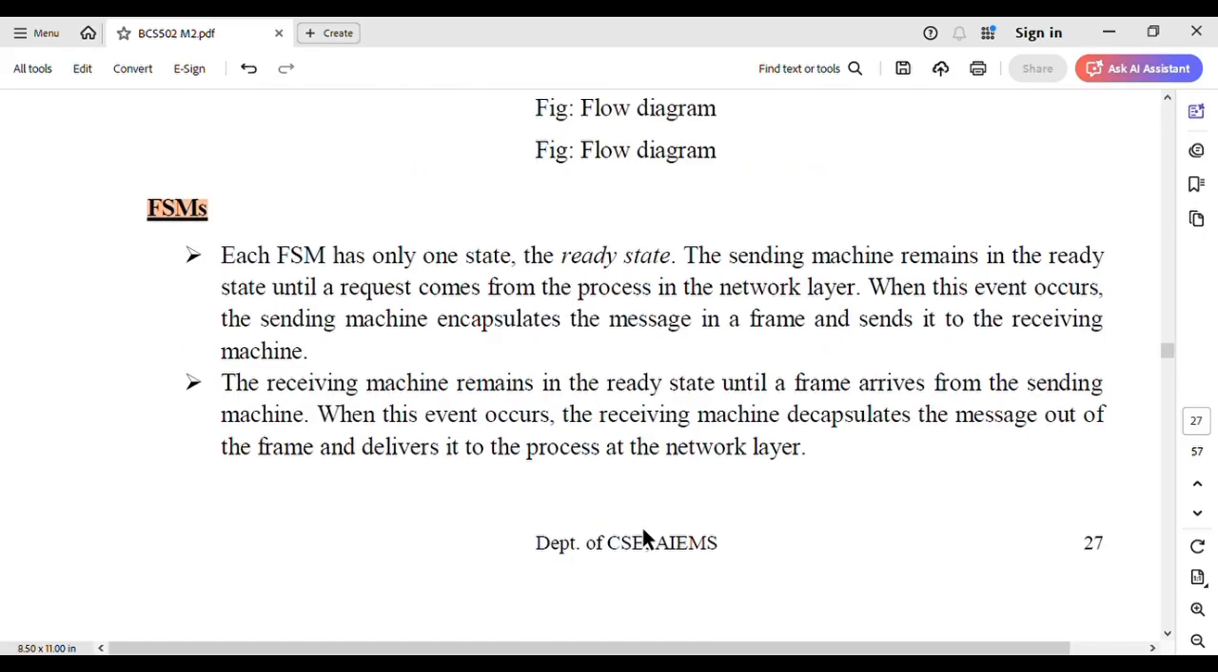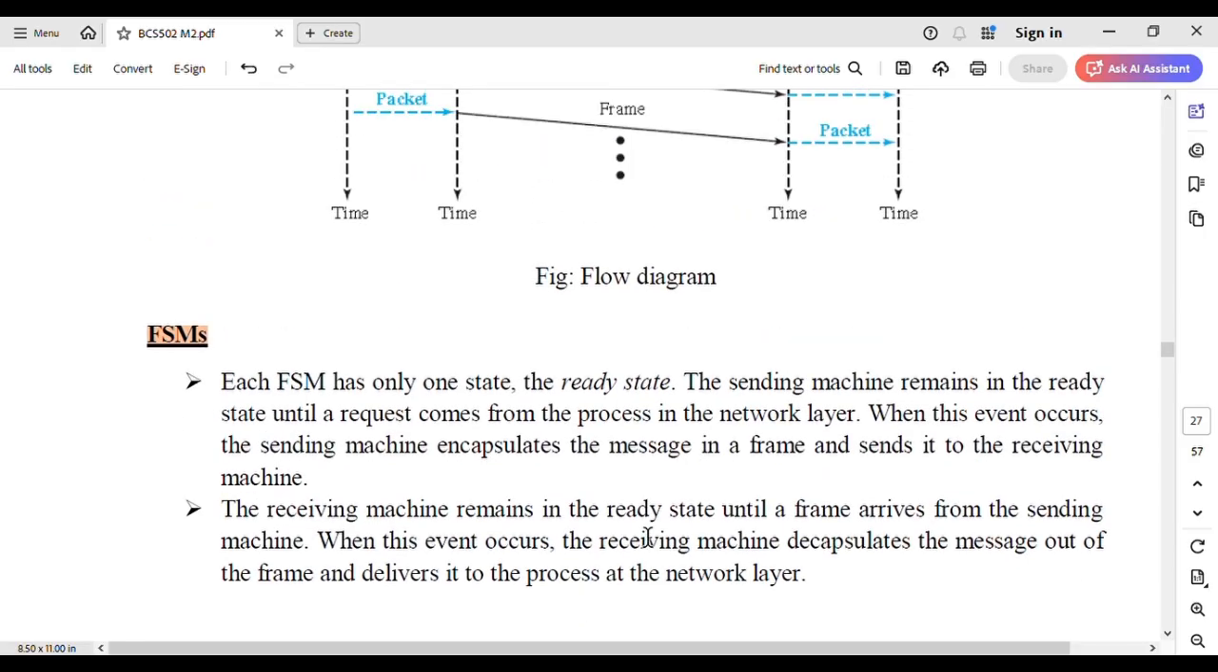In the examination, they will ask you to write the FSM for the simplest protocol or the stop and wait protocol. Based upon the marks or the question, we need to write the FSMs, or maybe the flow diagram and design. Each FSM, which means finite state machine, has only one state, the ready state. So the simplest protocol has only one state, the ready state.